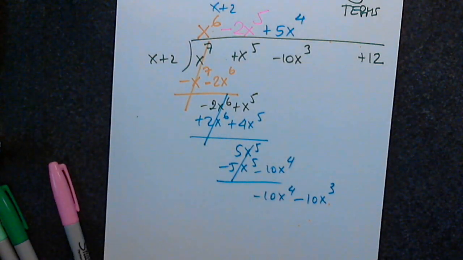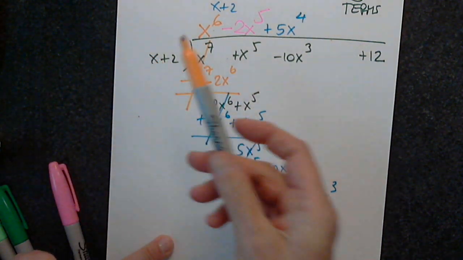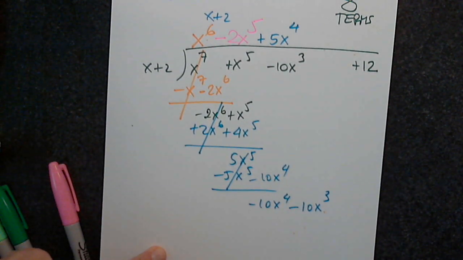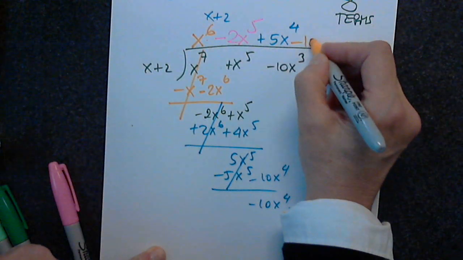It seems like it's never going to end. X times what is negative 10x to the 4th? But I chose the problem, so I have to work through it. Negative 10x to the 3rd.